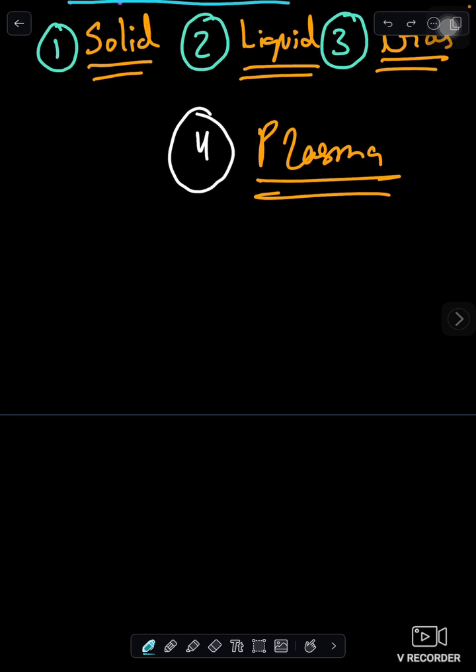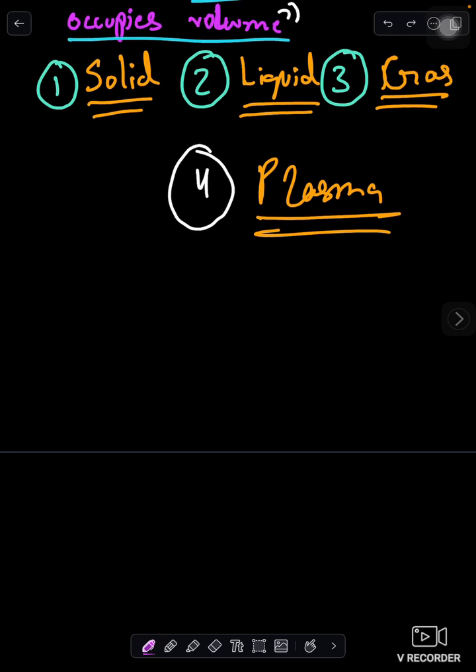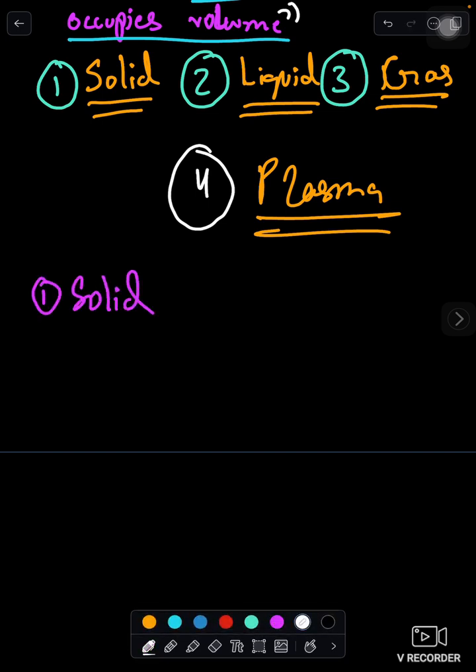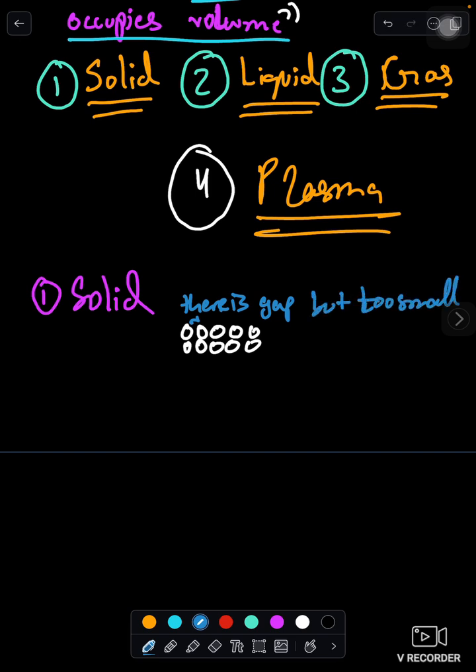I'll just talk about the shapes, how it is in the arrangement in each matter. Number one, solid. In solid, the arrangement is proper. I will not say there is no gap. There is a gap, but too small.